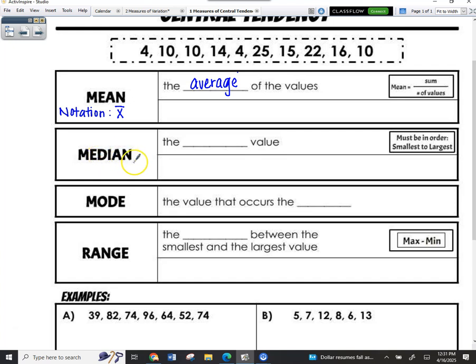Median. Skylar, what was it you said? Least to greatest. And then there's another element to it. Those of you that are starting to drive, or if you just pay attention to when your parents drive, what is the median in the road? What's the median? Middle.